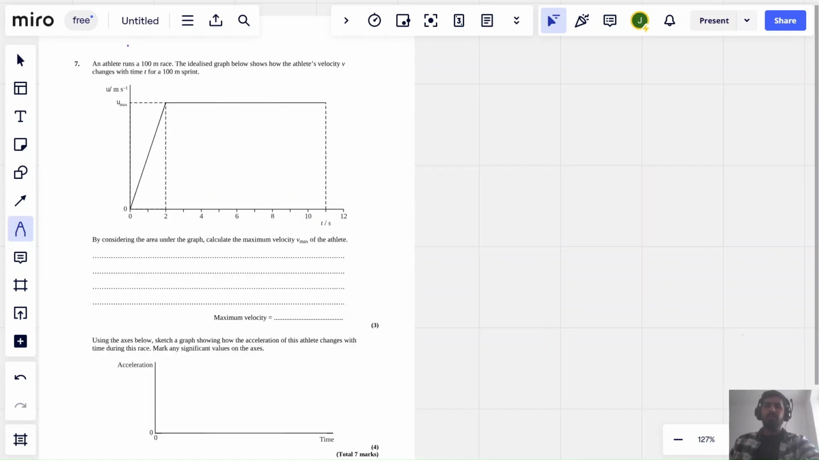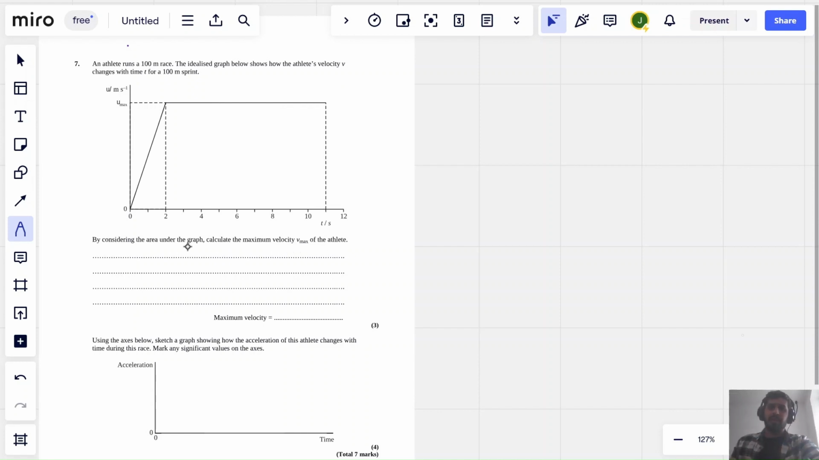Okay, one last question from this topic. An athlete runs a 100-meter race. The idealized graph below shows how the athlete's velocity v changes with time t for a 100-meter sprint. By considering the area under the graph, calculate the maximum velocity of the athlete.